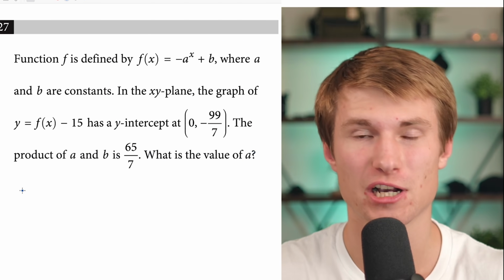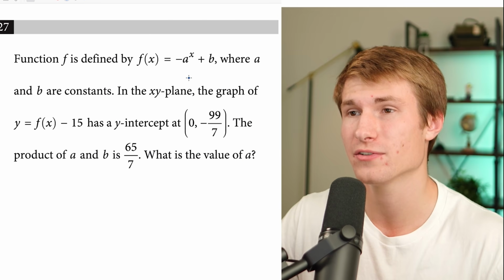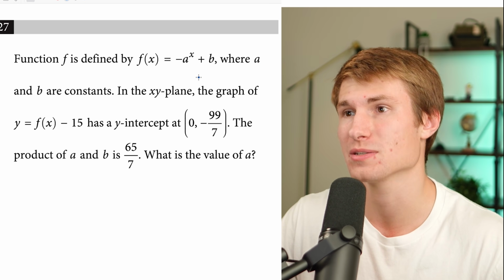Here's something you need to watch out for on the SAT. Question 27 states function f is defined by f of x equals negative a to the power of x plus b, where a and b are constants.